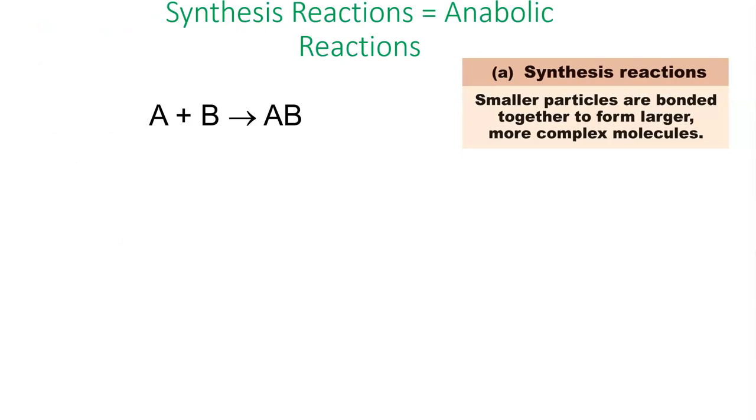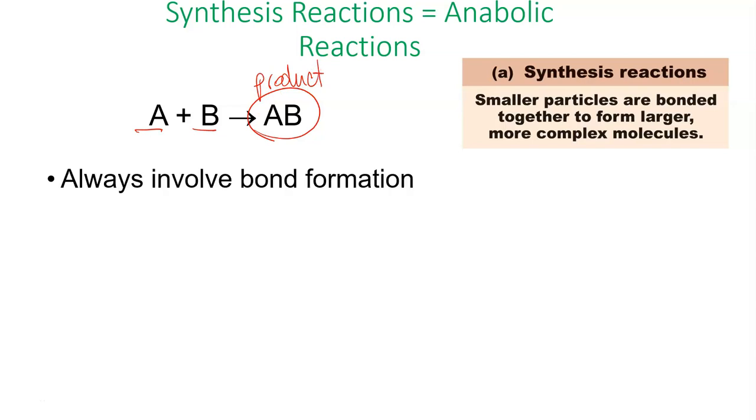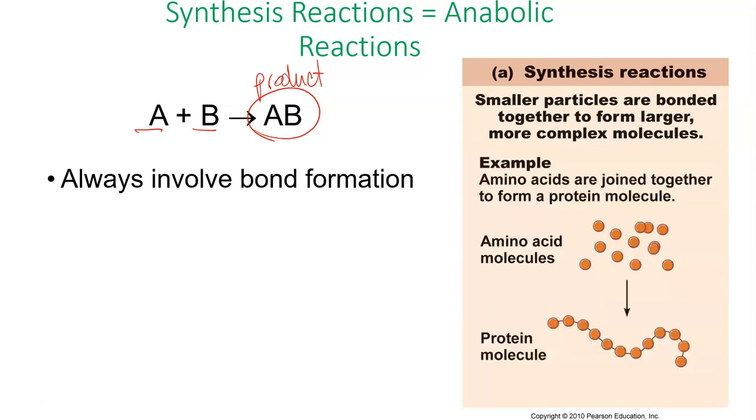In an anabolic reaction, again, we're generating. It's a synthesis reaction. You're going to take molecule A, and it's going to form a bond with molecule B, and you're going to get a product. We call this a product, product AB. And so these smaller particles bond together to form larger, more complex molecules. This always involves the formation of a bond.